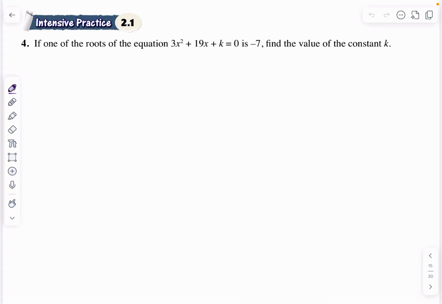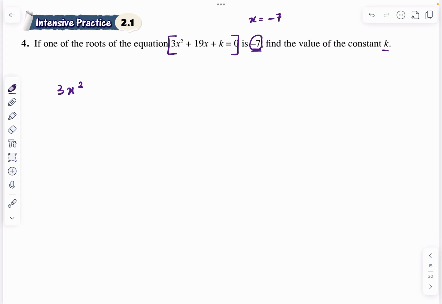Question 4. If one of the roots of this equation is -7, find the value of constant k. Okay. So if one of the roots is -7, that means x is -7. So we can sub the x value. You can sub the x value inside here, then we can find k.